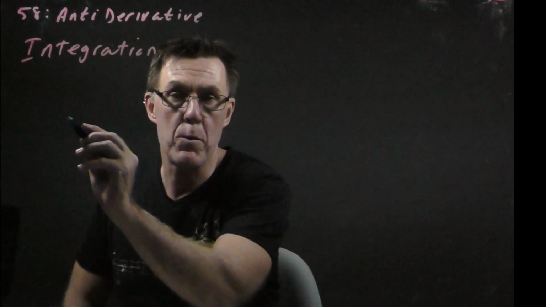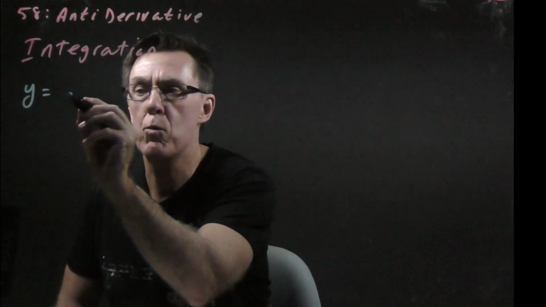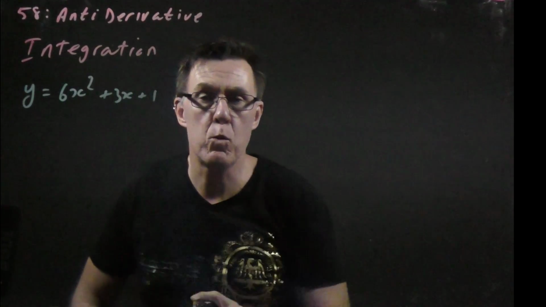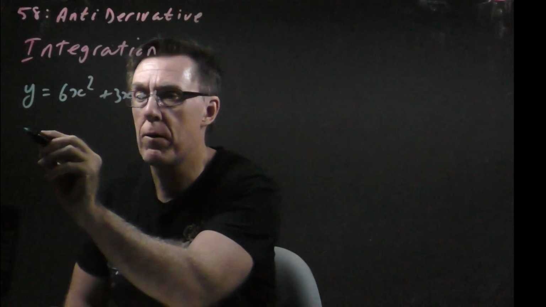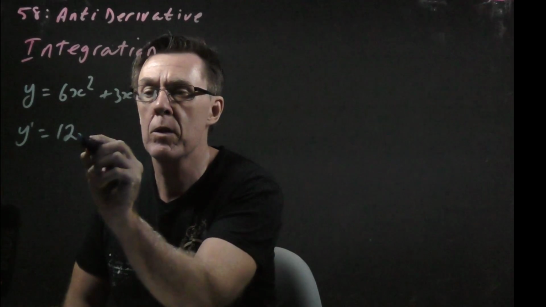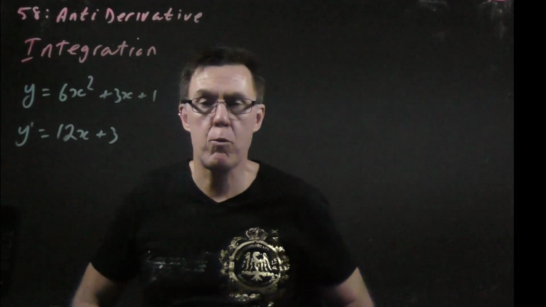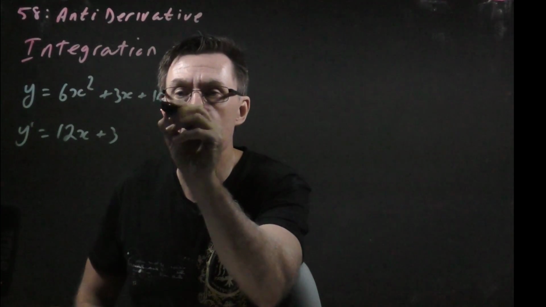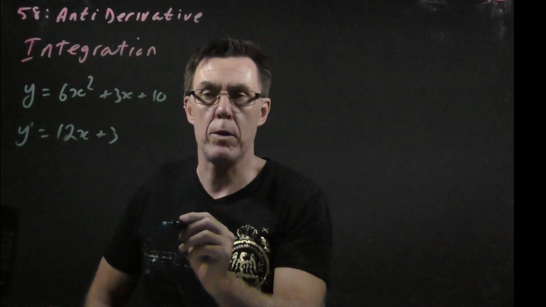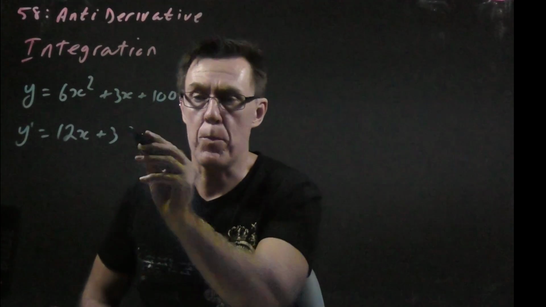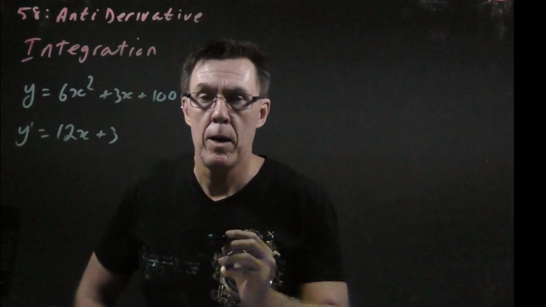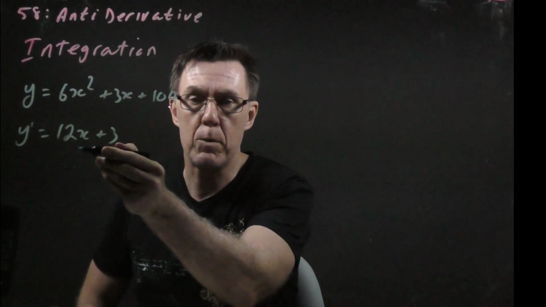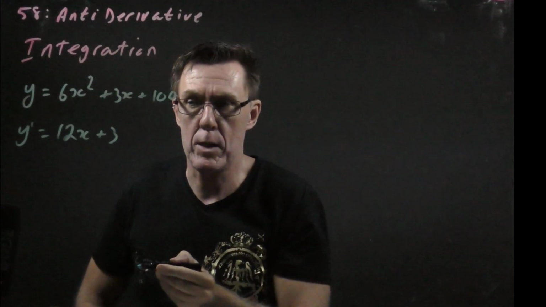For example, you're very familiar with the idea, if I had the function y is equal to 6x squared plus 3x plus 1, that's going to derive to give me 12x plus 3. And it really wouldn't matter what I had on the end here. I could have plus 10, I'd still have the same derivative. I could have plus 100, I'd still have the same derivative. So integration is I would undo the 12x plus 3 to arrive back at what I started at.